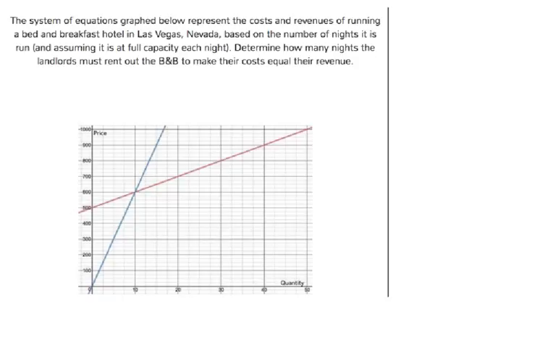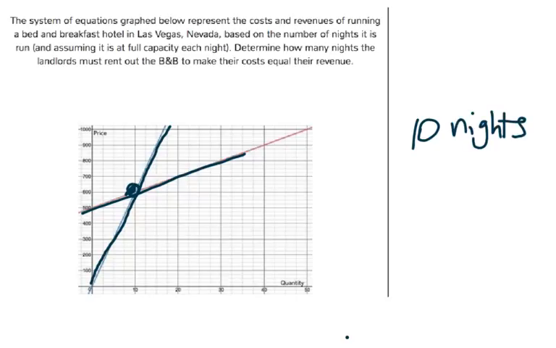All this is asking us to do is figure out when does the cost of running the B&B equal the revenue coming in from the B&B. So really we're just solving these two equations based on this graph, which means we're looking for the point of intersection of these two graphs, which happens after what seems to be 10 nights. So the answer to this question is the landlords must run the B&B for 10 nights, at which point their cost and revenue will both equal $600.